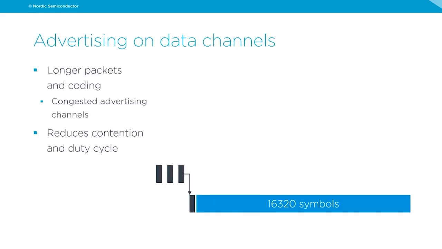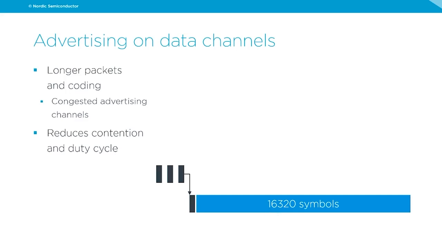The reason is that now we have a longer payload. As I mentioned, we have up to 255 or 254 bytes payload, and if you retransmit that 3 times, it can occupy the advertising channel quite long. Especially when we do long range, meaning that we use 8 symbols to encode 1 bit, the packet can now be 8 times longer.